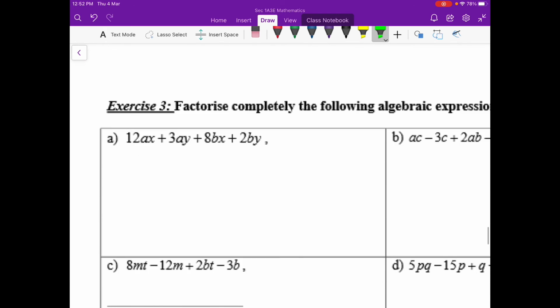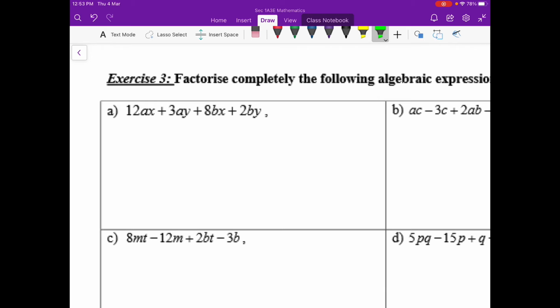So let's try exercise 3, question 1a. Okay, so part A, we have 4 terms. Okay, 4 terms means I need to group them together. I need to pair them up. I'll let you in on a secret. Usually, when we set the questions, we like to put the first two terms that have common factors, so that it is easier for you.